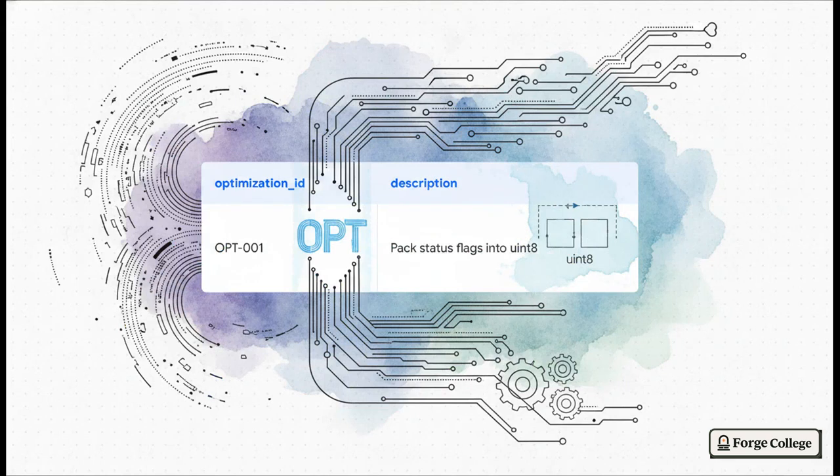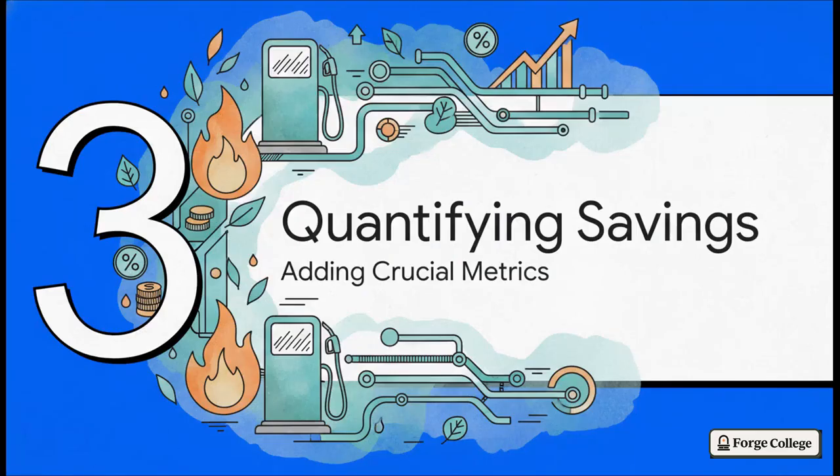Now, what's really interesting about this is how we start building it out. We start incredibly simply. We begin with just 2 columns. First, the optimization ID, so let's call it opt-001. And second, a brief, precise description of its mechanism. So, in this case, pack 2 status flags into a single uint8 slot. See? We are just establishing the what right now, before we even touch the how much. Which brings us to Section 3, quantifying savings and confidence. It's time to add the crucial metrics.